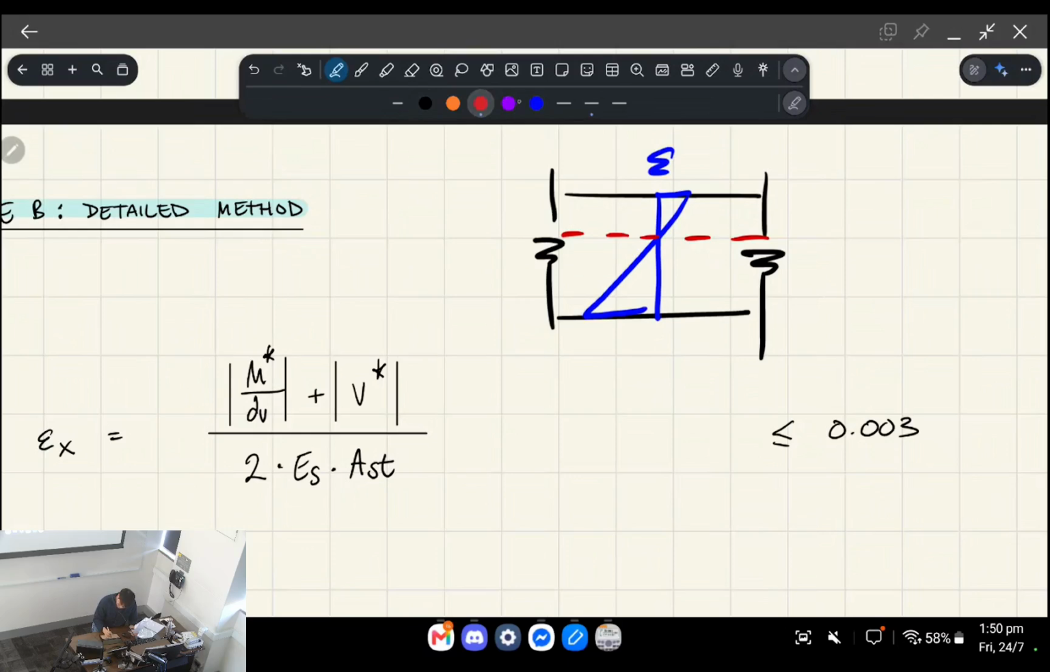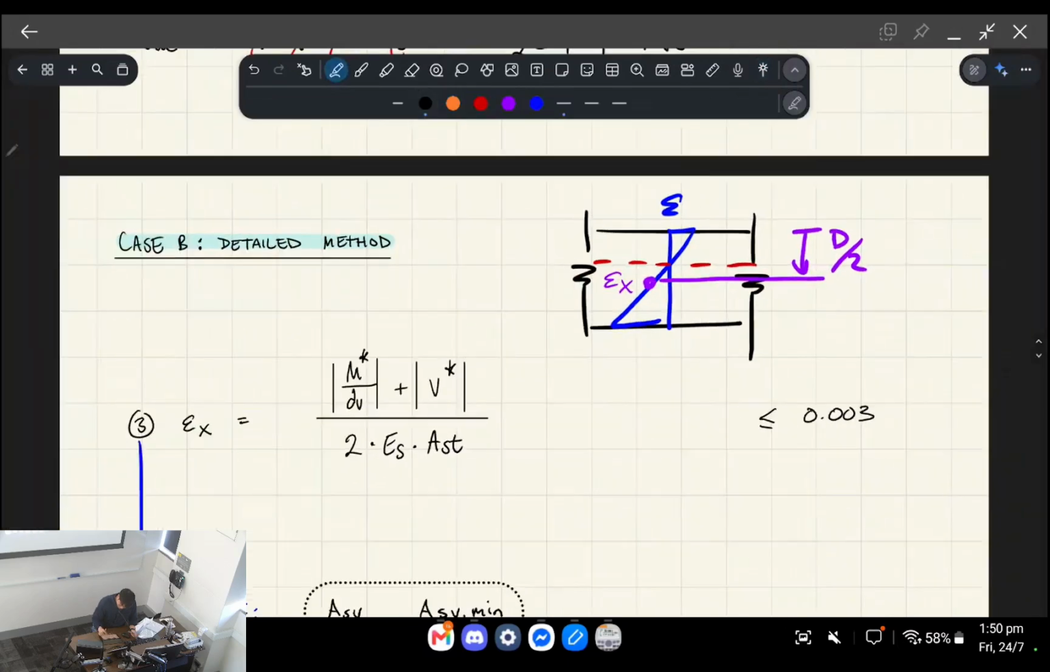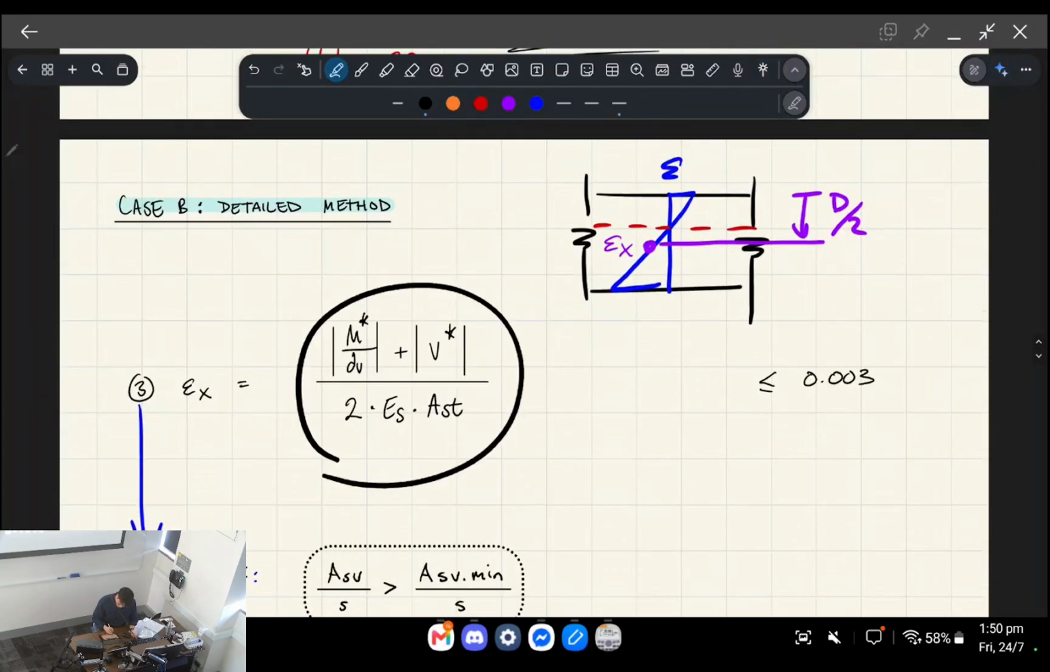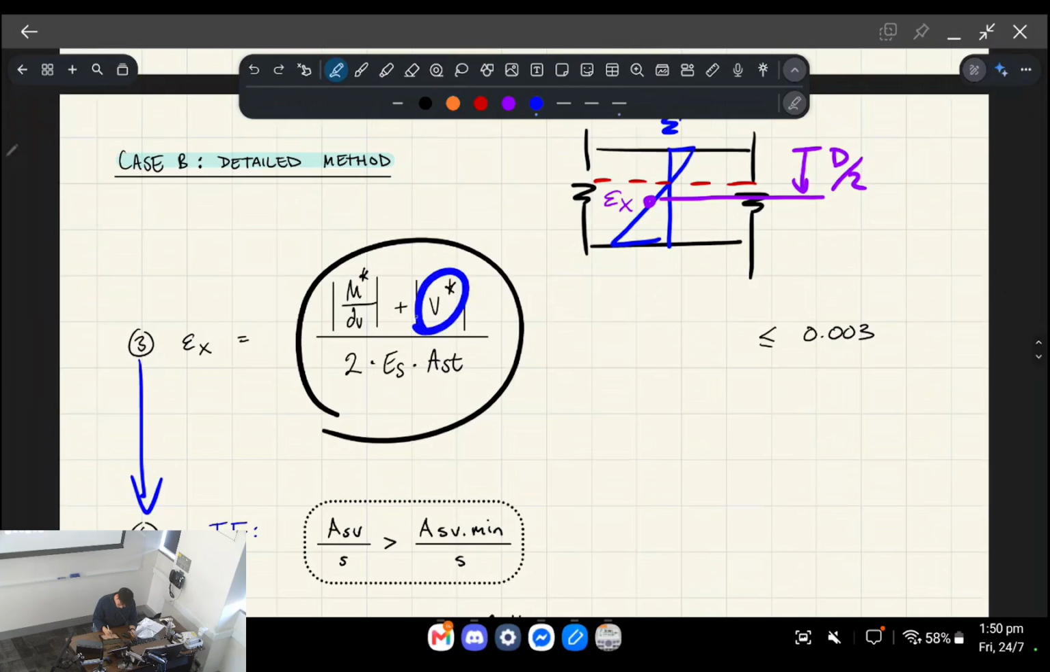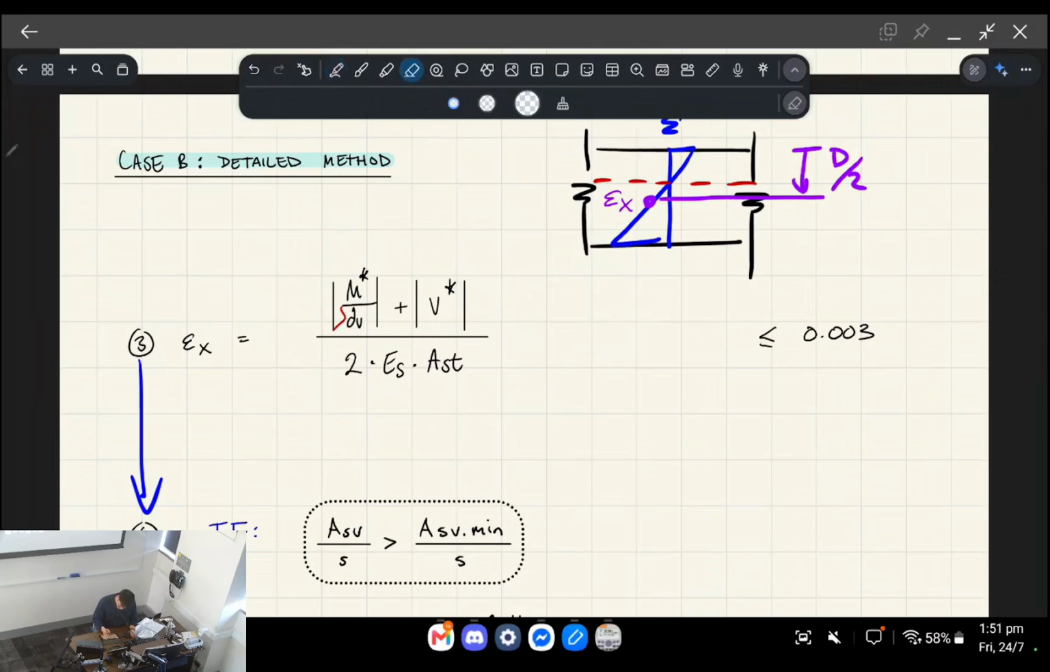And what we're interested in is what the strain is at the mid depth, so d/2. We're going to call that epsilon x, the longitudinal strain at the mid depth of our concrete section. We can find that, or approximate it, provided we know the bending moment, the shear, and the internal lever arm, so that's from step 2, remember? So we know these things.